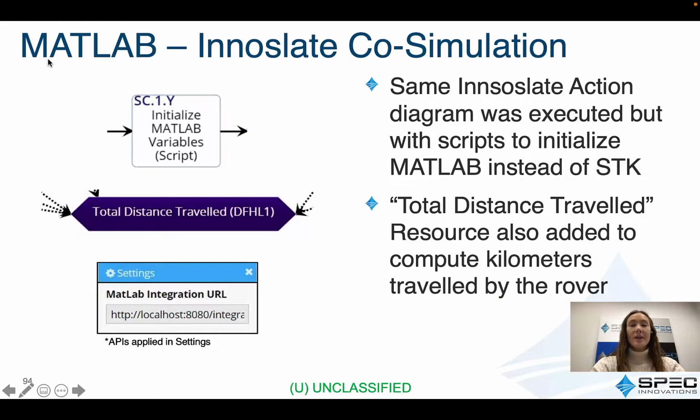To conduct the second co-simulation with Innoslate, STK, and MATLAB, additional scripts were added to the same Innoslate action diagram that was executed previously. But this time, the scripts were added to initialize MATLAB in addition to STK. A total distance traveled resource entity was also added to the action diagram to compute the number of kilometers traveled by the rover during its mission on the moon. Finally, a MATLAB integration URL was applied to the simulator settings to access MATLAB APIs during model execution.